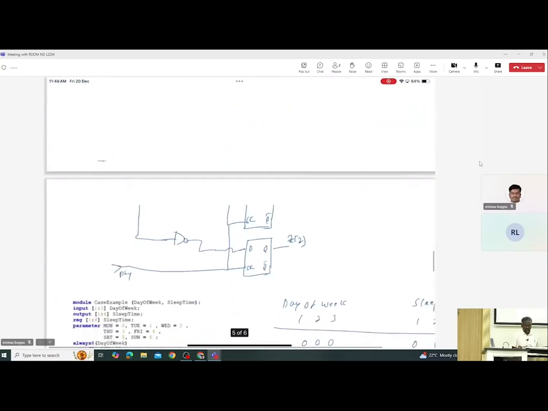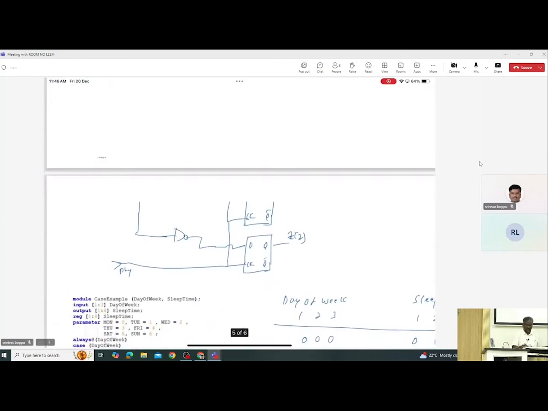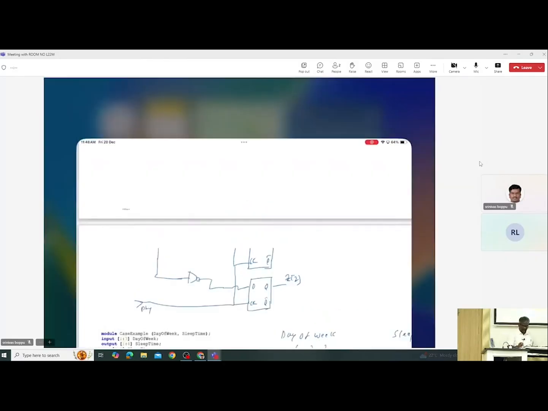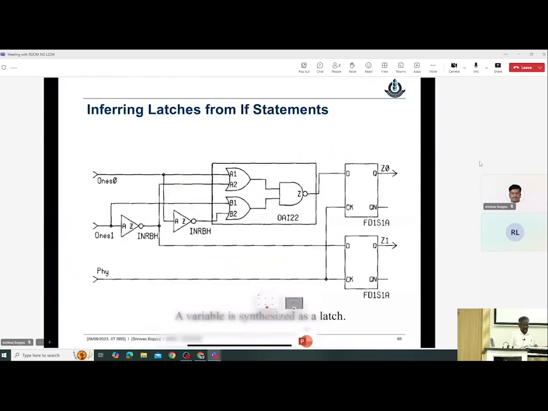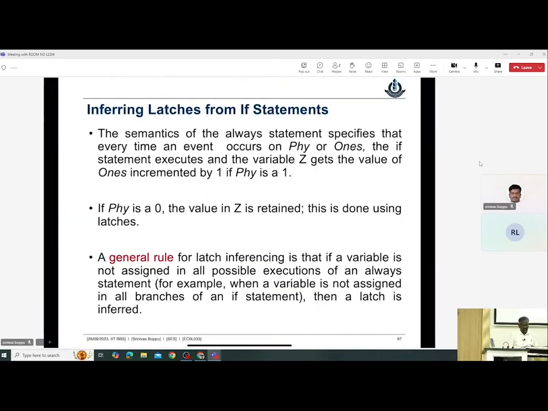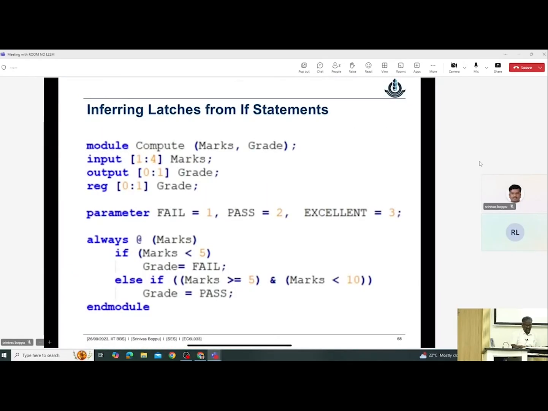And now we see all the enables are connected to the 5. At the moment it looks a bit complicated, but once you know the K-maps and all, it's easy to get. Good. So there are a few other things. Now look at this code.